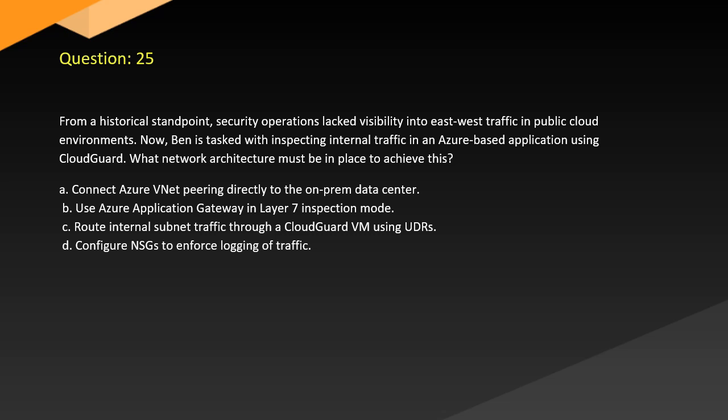Question 25. From a historical standpoint, security operations lacked visibility into east-west traffic in public cloud environments. Now, Ben is tasked with inspecting internal traffic in an Azure-based application using CloudGuard. What network architecture must be in place to achieve this? A. Connect Azure VNet peering directly to the on-prem data center. B. Use Azure Application Gateway in Layer 7 inspection mode. C. Route internal subnet traffic through a CloudGuard VM using UDRs. D. Configure NSGs to enforce logging of traffic.